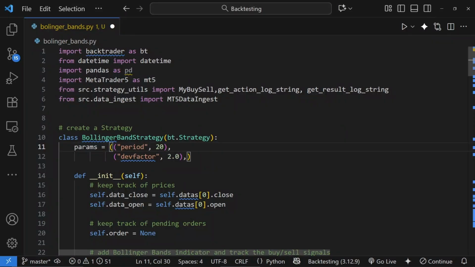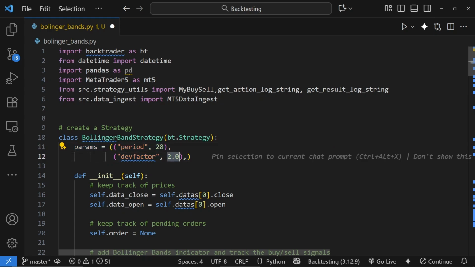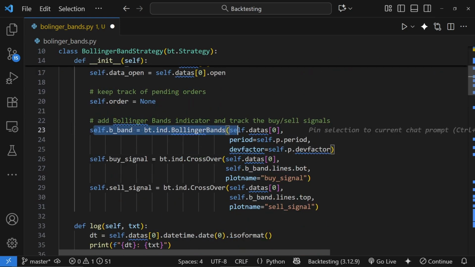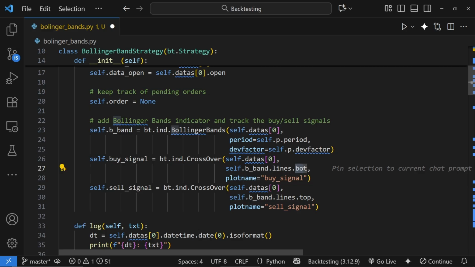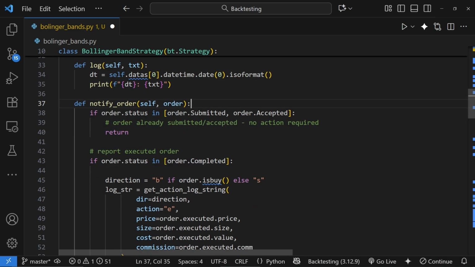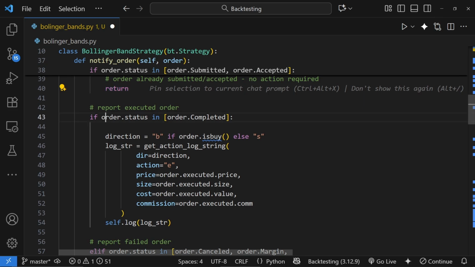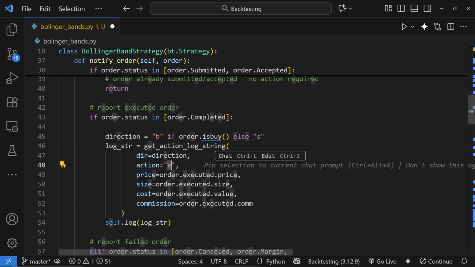I'm using the same parameters right here, the 20 period and 2 standard deviations. So this part of the code actually calculates the Bollinger Bands, and this part will define the strategy, like if the price falls below the bottom, then it's a buy signal, else it's a sell signal. And this function checks if the order is submitted or accepted. If it is, then do nothing else. If the order is completed, then I have to log the information with a couple of parameters, like if it's buy or sell, with the direction and execution and executed price.